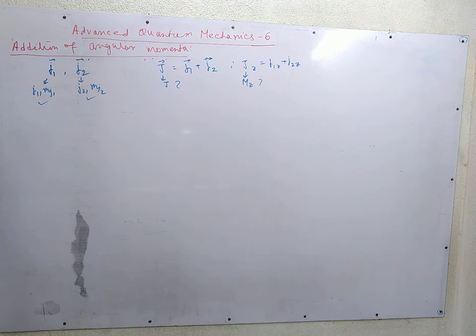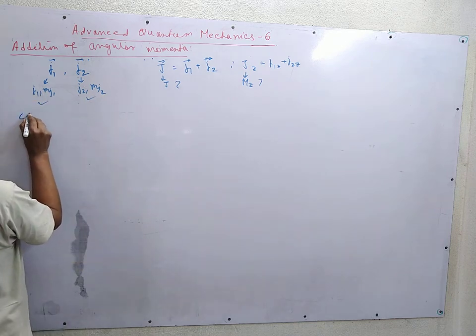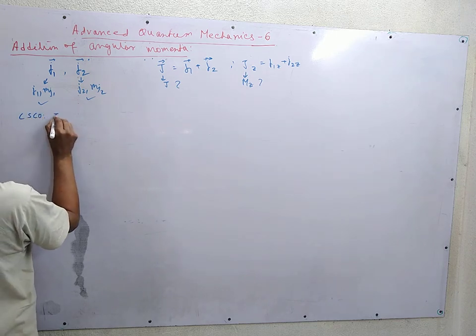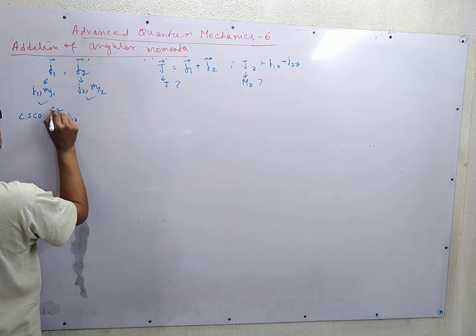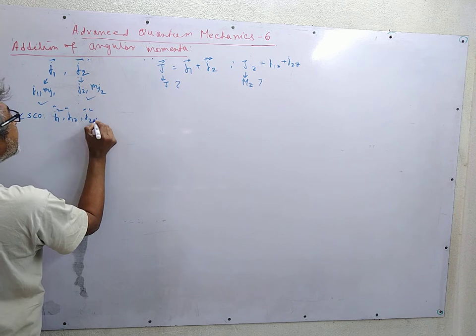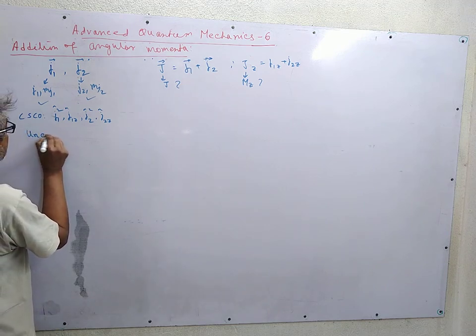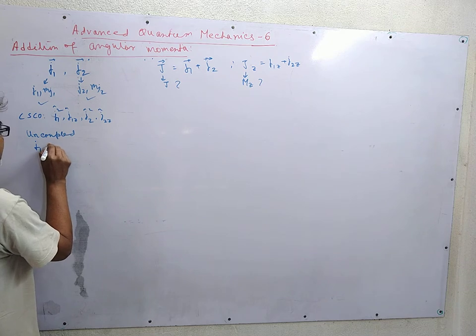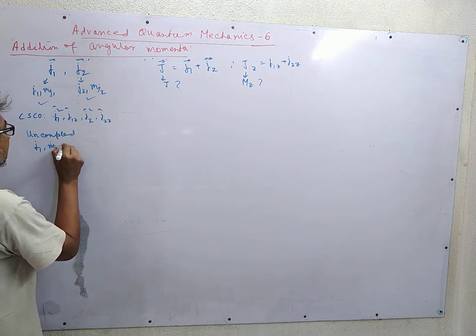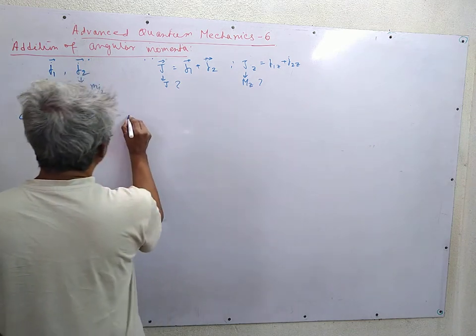We may look upon the situation in a different way. We may see that the complete set of commuting operators, the CSCO, is J1 square, J1z, J2 square and J2z. This is the uncoupled representation. Here we know the quantum numbers J1, MJ1, J2 and MJ2. These four quantum numbers are known.